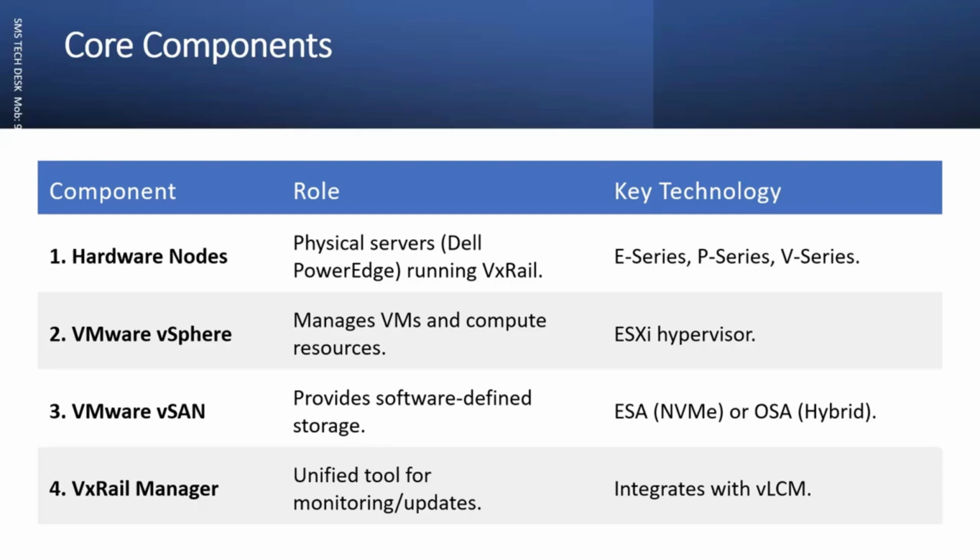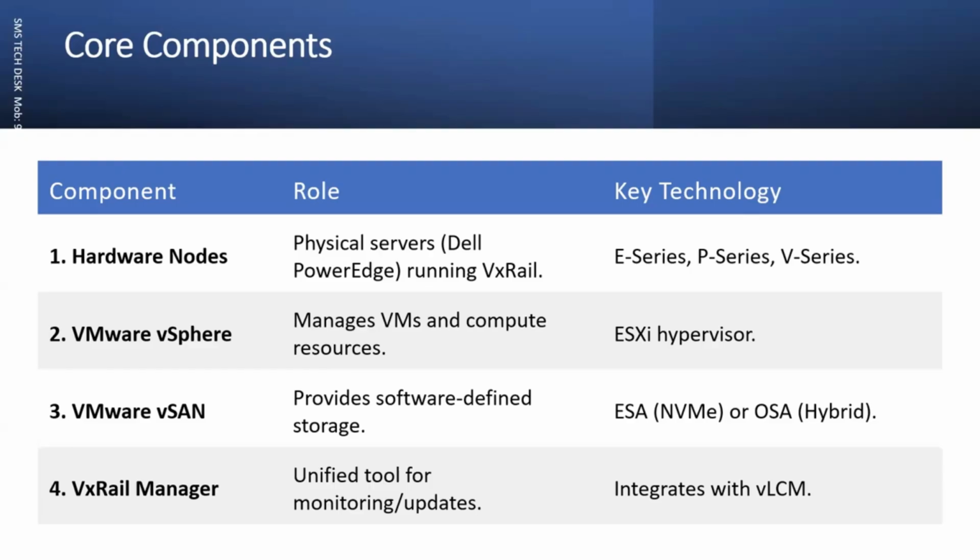Okay, so as a support person for VxRail, you should have good knowledge of hardware, then VMware vSphere, then VMware vSAN, and then VxRail Manager. These are the 4 components you need to concentrate on. But in this training, we are not going to cover VMware vSphere like ESXi and vCenter, because VMware is a different training. So here we are going to focus on VxRail Manager, vSAN, and the hardware nodes. These 3 will be covered in this training, excluding ESXi and vCenter.